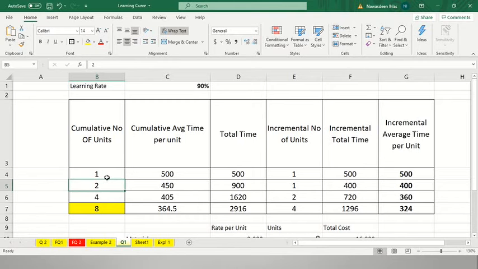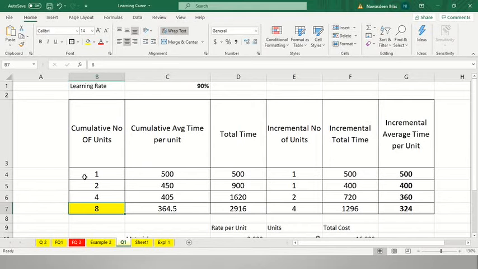Output is doubling. When the output doubles, you can see 1, 2, 4, 8. So they are asking for the total cost of output 8. So this tabular approach we can apply.